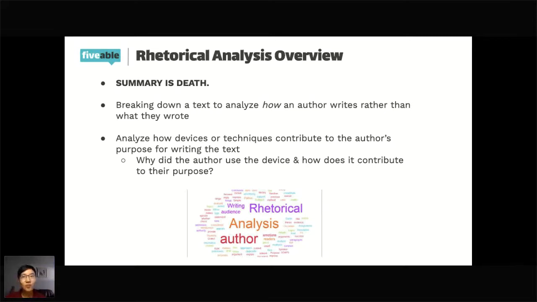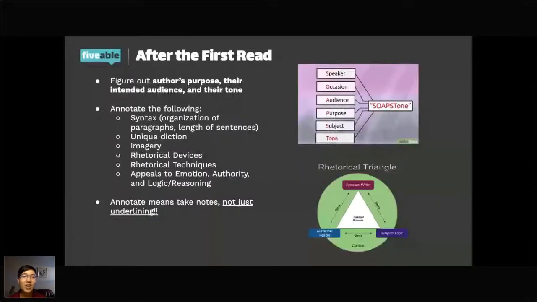As you can see by the title of today's stream, we're going to be looking at identifying what is worth analyzing. What's really important is that after your first time reading that speech or article or address, or whatever you're doing a rhetorical analysis over, you need to figure out the author's purpose, their intended audience, and their tone.